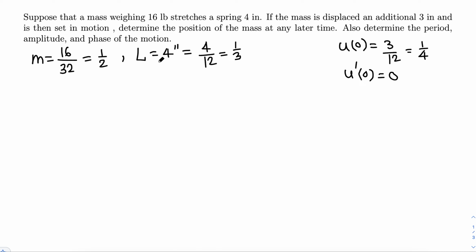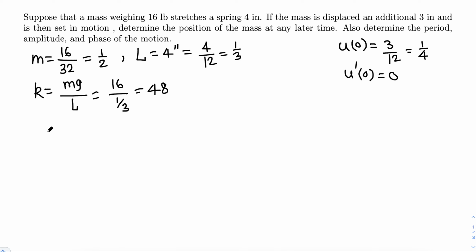So from this stretched length uppercase L, we can find the spring constant. Spring constant k is mg, that's the weight, divided by stretched length. The weight is 16 pounds, stretched length is 1/3. So 48. And there is no damping constant. I mean, there is no damping mentioned. And there is no external force as well.